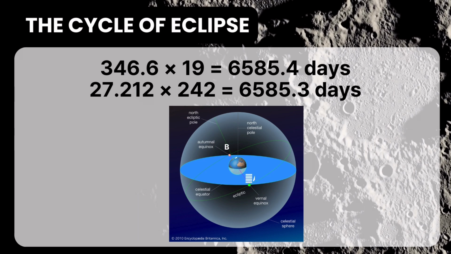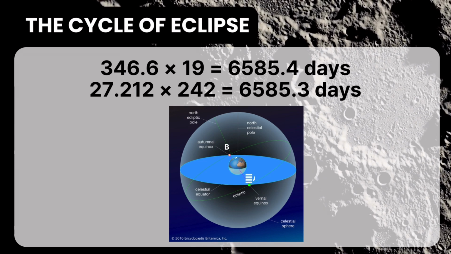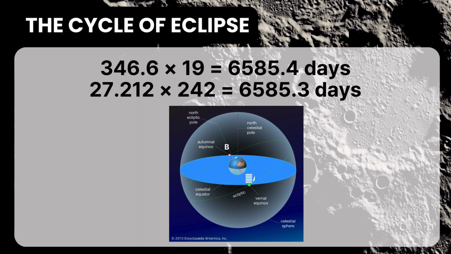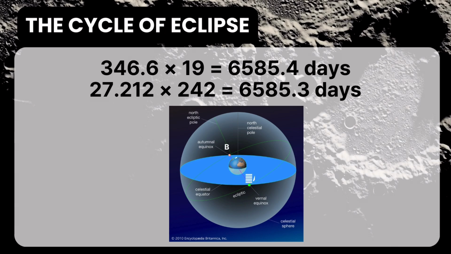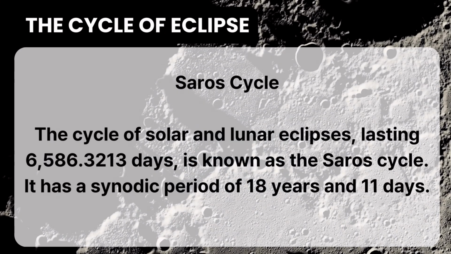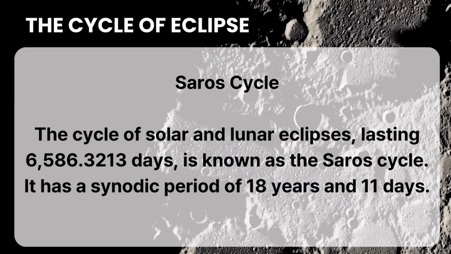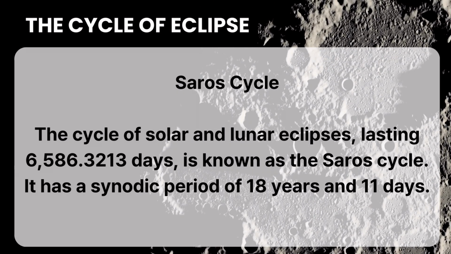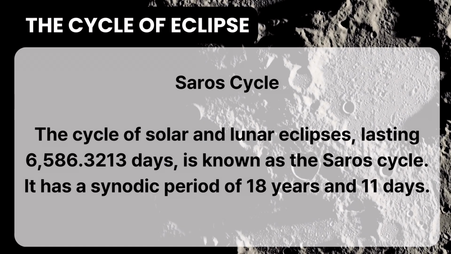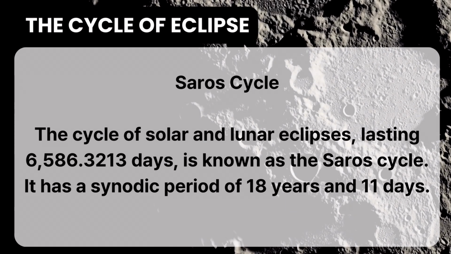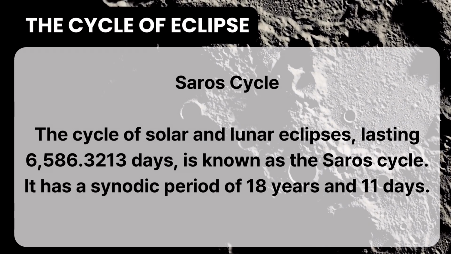6,585.4 days. Then, you do another multiplication, 27.212 times 242, and that comes out to about 6,585.3 days. The Saros cycle, which is the cycle for both solar and lunar eclipses, is approximately 6,586.3213 days, or 18 years and 11 days. This is very close to our calculated results.